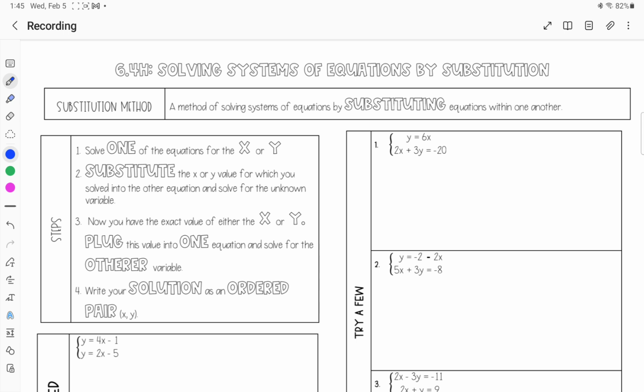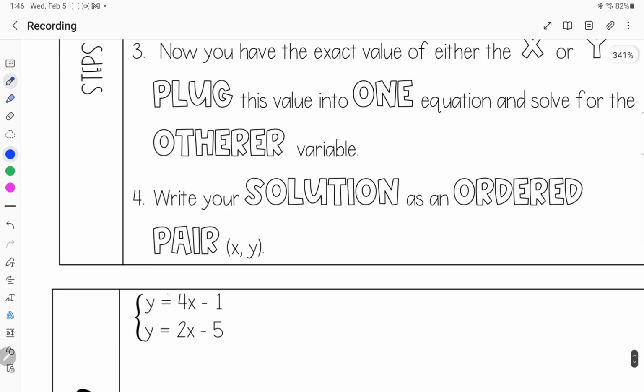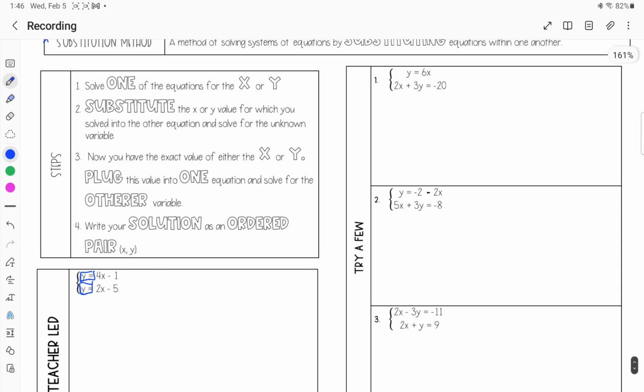So the substitution method, this is the method that we're talking about, is a method for solving systems of equations by substituting equations within one another. So you are going to solve for one of the equations and make it so that it's either x equals or y equals. So you're going to either solve for x or y. If you look down here at this first example, you can see how they're both y equals. Okay, so they've already been solved for either x or y. You don't have to solve both, you just need to solve one.